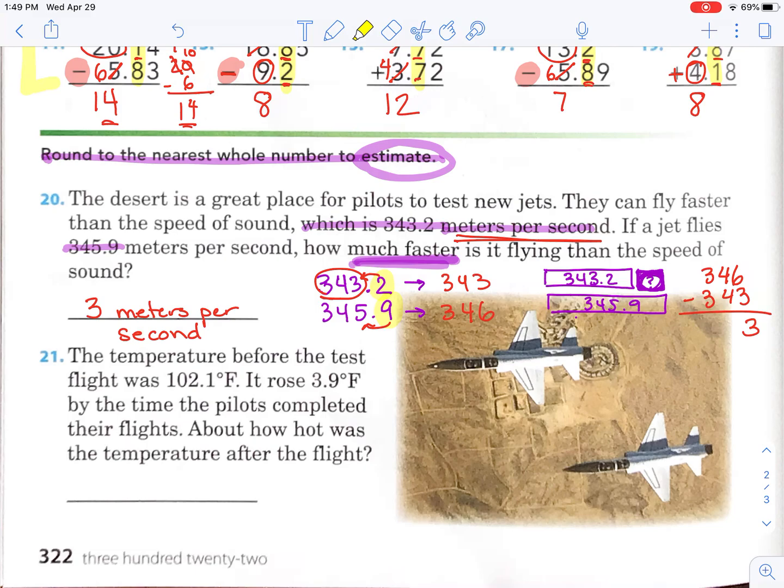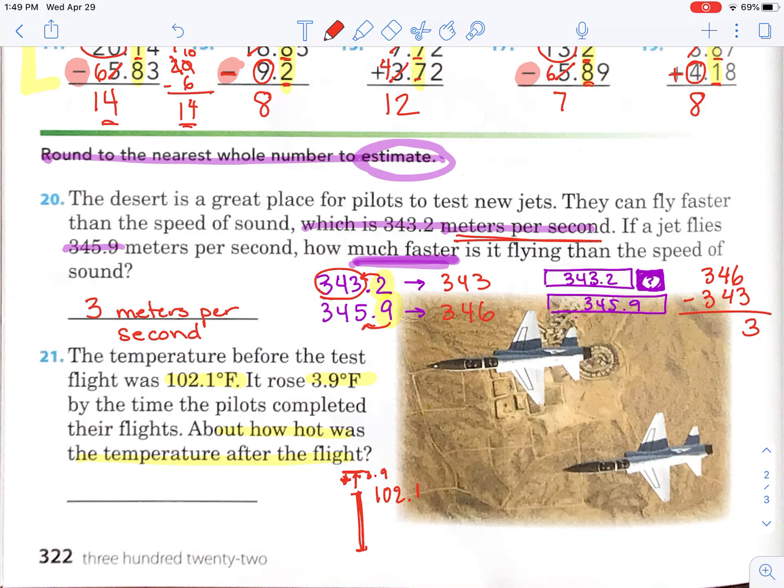The temperature before the test flight was 102.1 degrees Fahrenheit. It rose 3.9 degrees Fahrenheit. By the time the pilots completed their flight, how hot was the temperature right after the flight? So here is what this looks like. So the temperature was, on the thermometer, 102.1. It rose another 3.9. So it added this little bit. And they're saying, what is the new total?